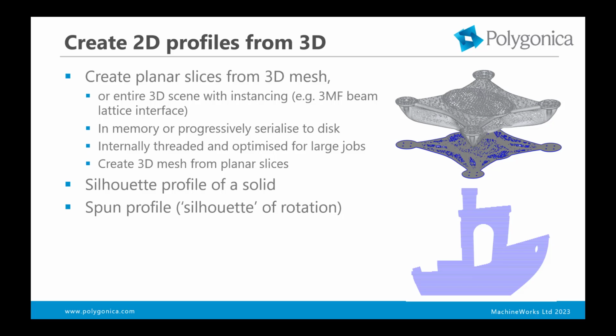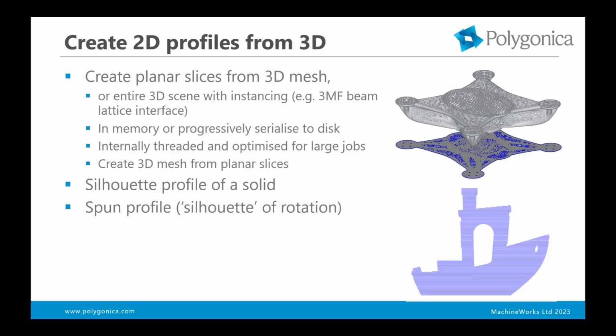So other operations to create 2D profiles from 3D, mostly slicing, and also recreate 3D models from 2D profiles, reconstructing 3D solid meshes from a bunch of slices. So you can create planar slices from a 3D mesh, or you can actually do it from an entire 3D scene that has instancing. So Polygonica will slice instances for you, and you can also union all those slices together.